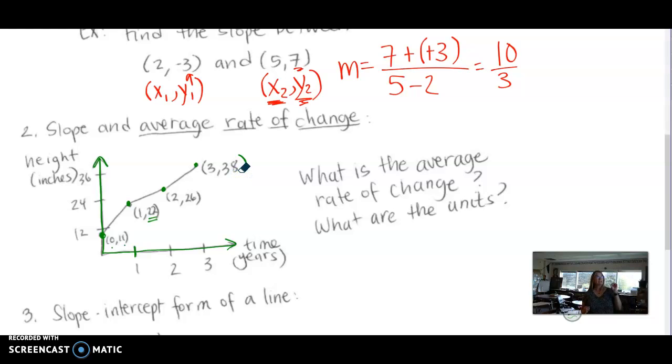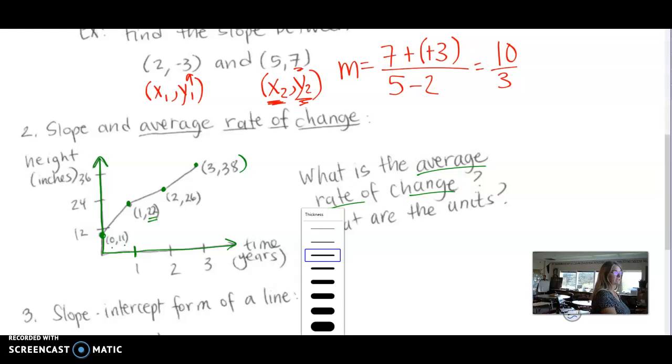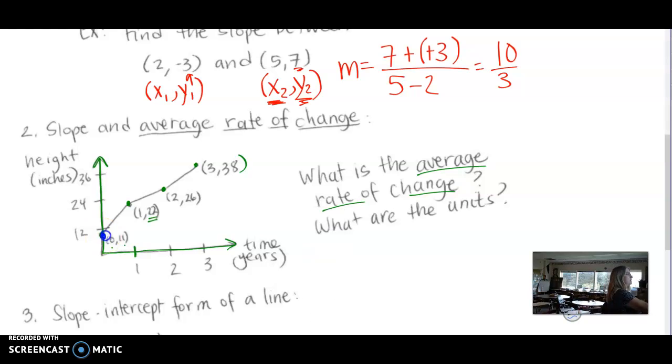So if we wanted to find the average rate of change, or the average rate of growth, over that 3-year time period, we're just going to ignore all the points in between. We know that at time 0, we started at (0, 11). At time 0, we were 11 inches tall, and then 3 years go by, which is actually very short if this is a human, but that's okay. Three years go by and now you're 38 inches.